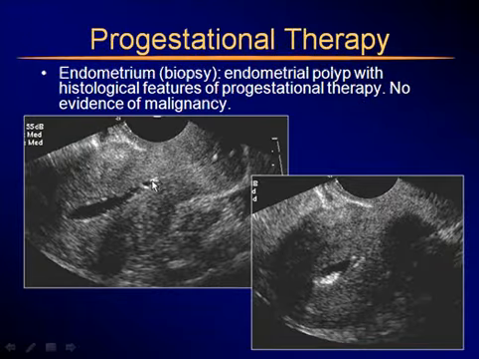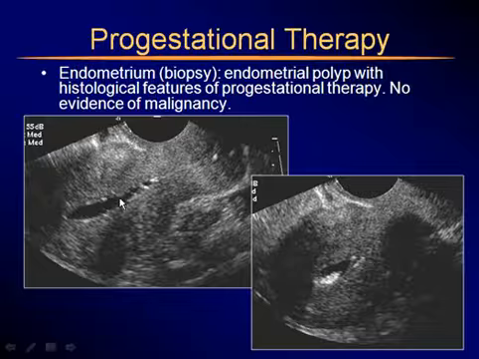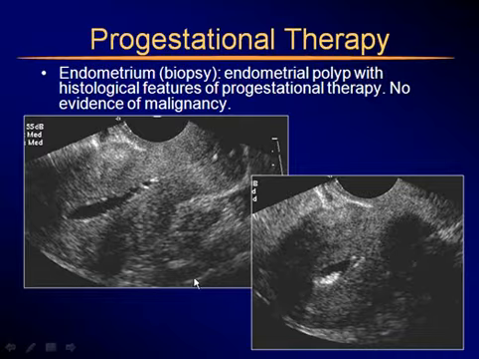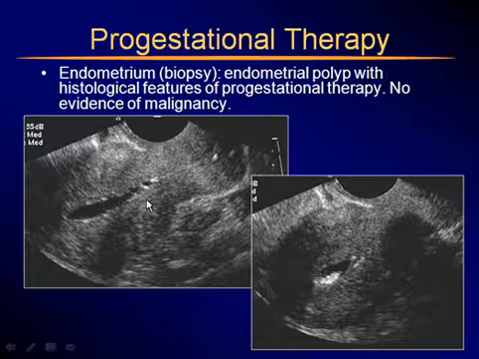Here's another patient that had some bleeding, and sonohysterogram showed these little tiny irregularities, which tissue sampling revealed. The biopsy revealed that it was an endometrial polyp with histologic features of progestational therapy, but there was no evidence of malignancy.